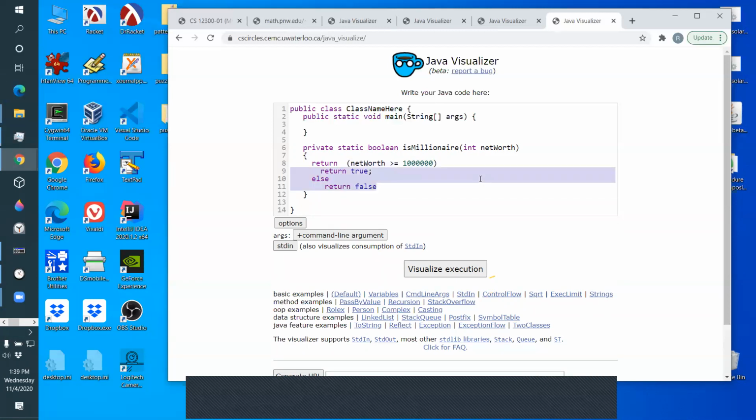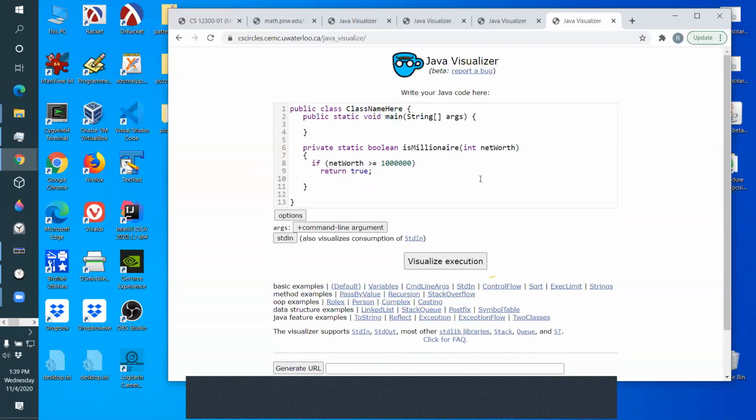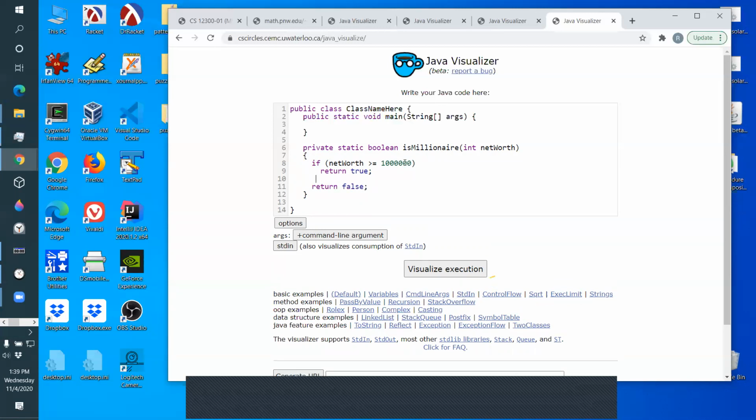A third way to solve this one: instead of putting an else clause, I can just say return false outside, like this. Now that's by itself outside of the if statement, but it still solves the problem. If this is true, I return true. If this is false, I drop down out here and I return false. So the nicest solution is the one-line solution. The second best solution is the one that uses the else. And this is the third solution, the less good one.